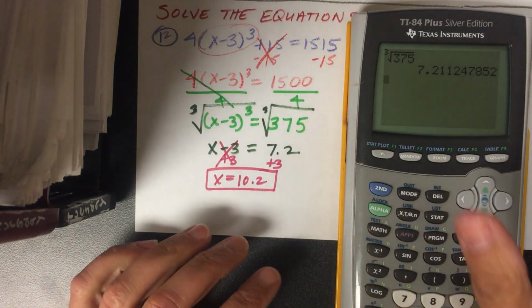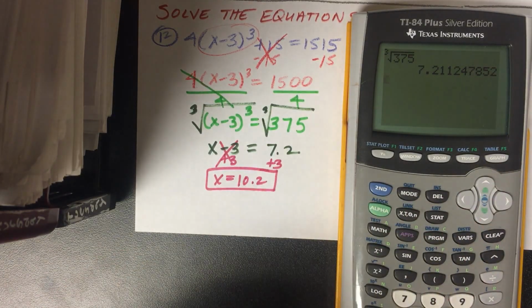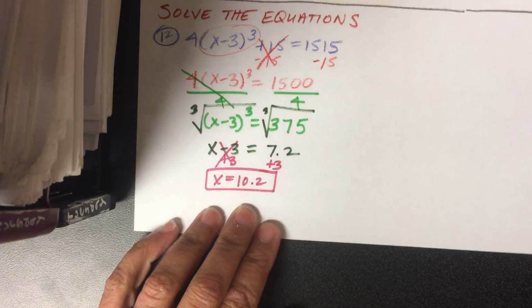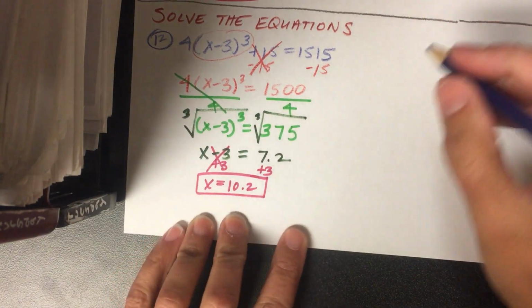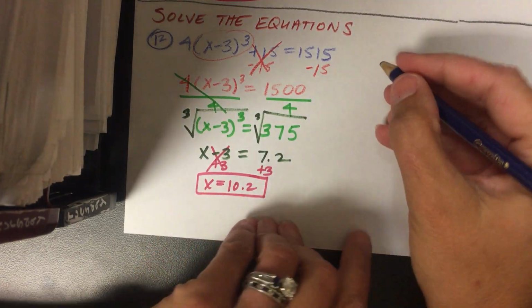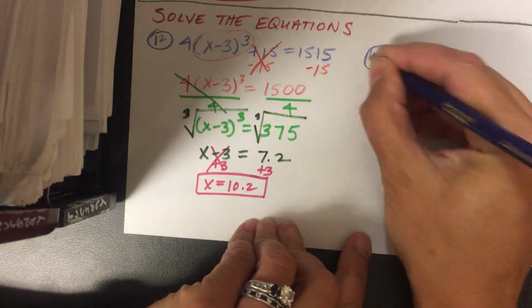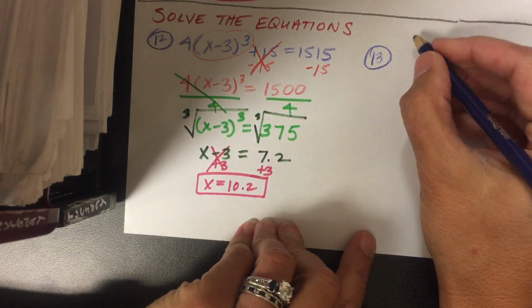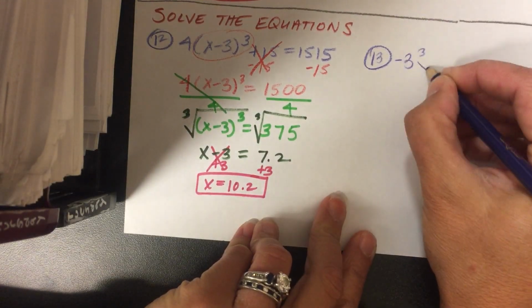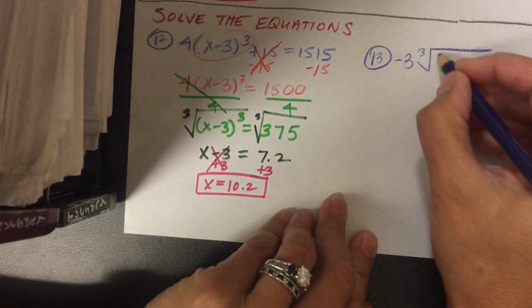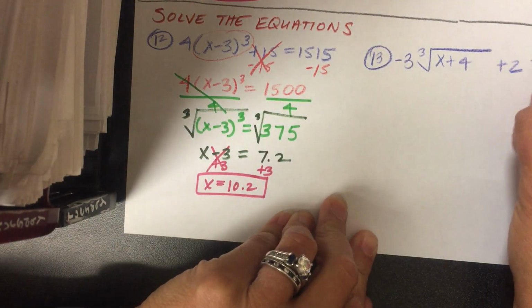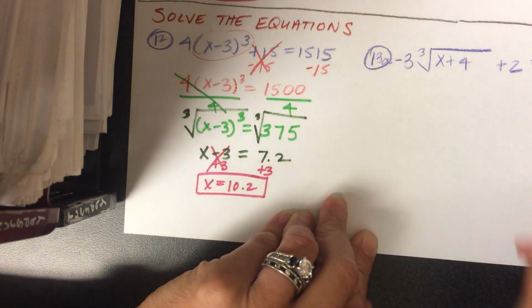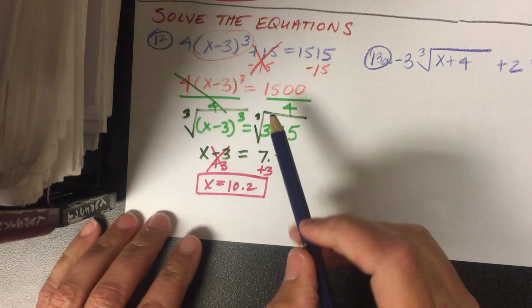So if you want to solve the cubes, you find the cube root. Now we're going to look at some where you're actually taking the cube root. This is going to be number 13. In number 13, you have negative 3 times the cube root of (x plus 4) plus 2 equals 1. This is 13a. Well, notice the difference.